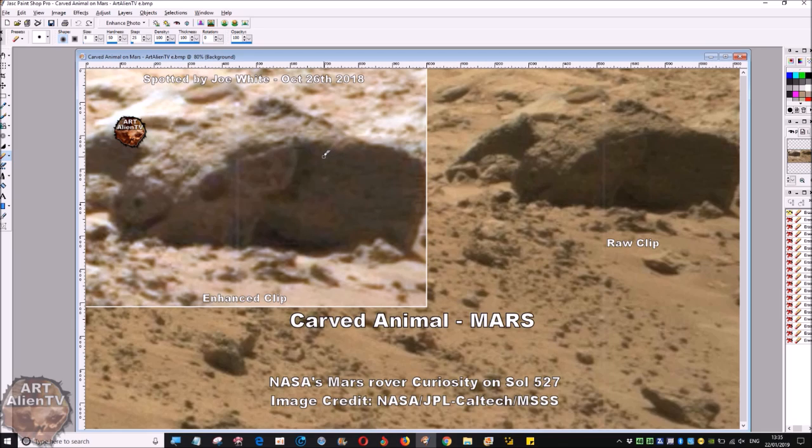I'm just going to call it a carved animal for now, because I'm not going to say whether it's a rabbit or a mouse or a rat or some other kind of weird creature that we don't have on Earth. It doesn't look quite like anything I've seen on Earth. But of course, if this is a carving, it may be stylized.